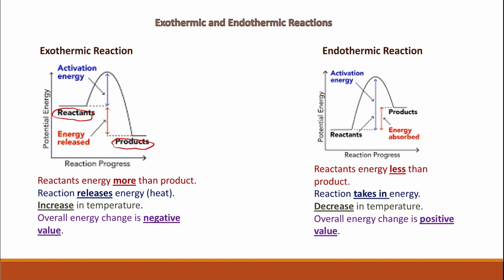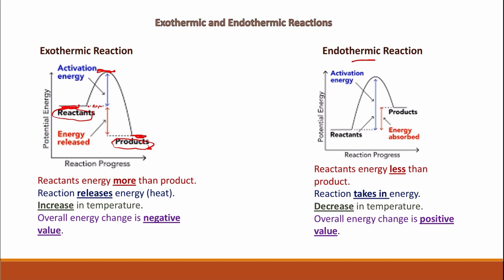So this is for an exothermic reaction. Remember that the products have lower energy, and the activation energy is the difference between the energy of the reactants and the top point of the energy profile, and the overall energy change is the difference between the energy of the reactants and the energy of the products. The overall energy change for an exothermic reaction has a negative value.